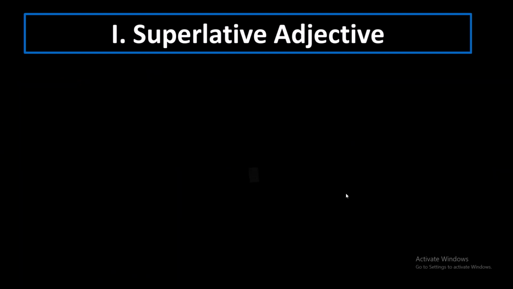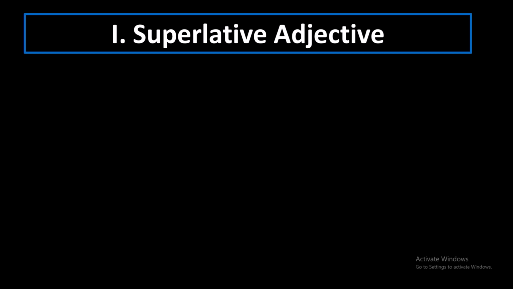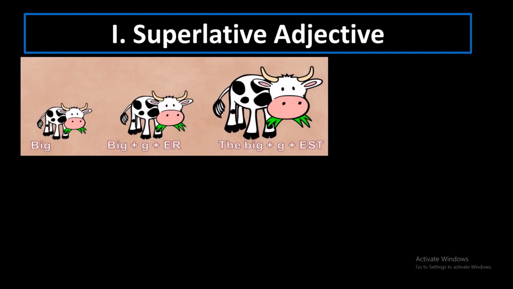Let's move to another one here. These are some long adjectives that we use with the most here. Helpful, the most helpful. Polite, the most polite. Cheerful, the most cheerful. Delicious, the most delicious. Popular, the most popular. Expensive, the most expensive. Interesting, the most interesting. There are some more. You can do the research by yourself here. Let's move to the last part here.